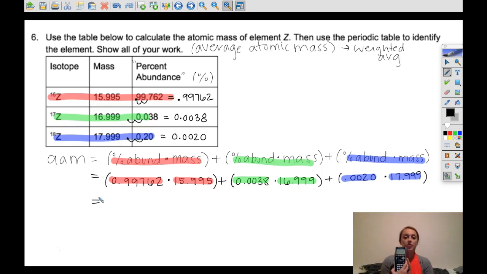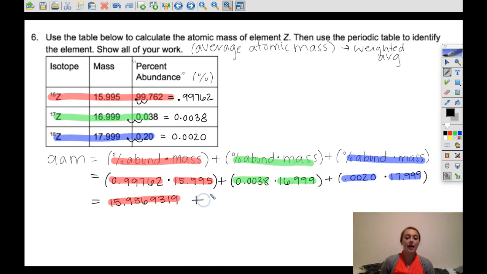So taking out your trusty calculator, you're going to do 0.99762 times 15.995. And for this particular activity and problem, you're going to want to write down all of the digits so I can give you partial credit if necessary. So the factor of this particular section is 15.9569319. So I multiplied these two numbers together and got this as my answer.